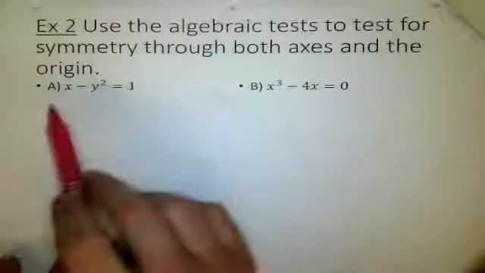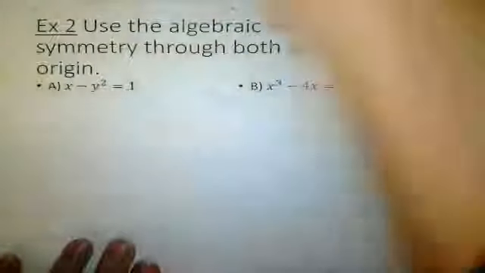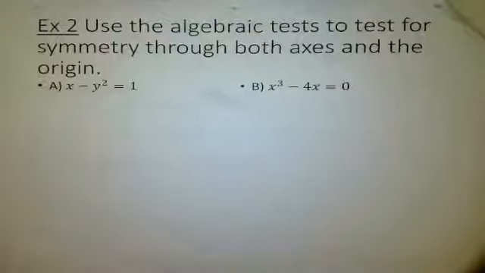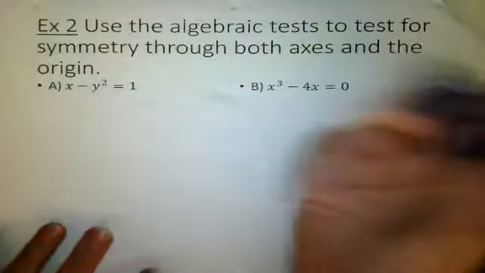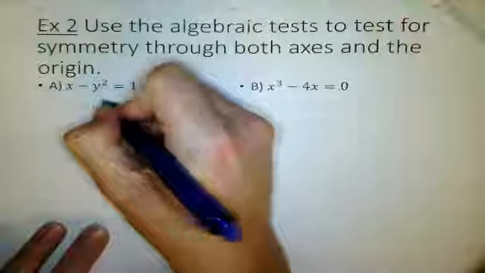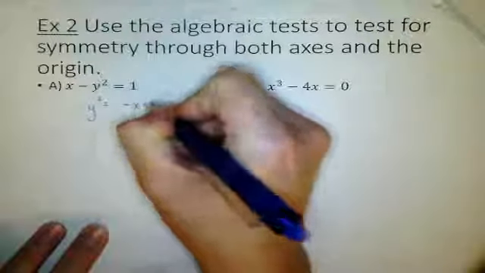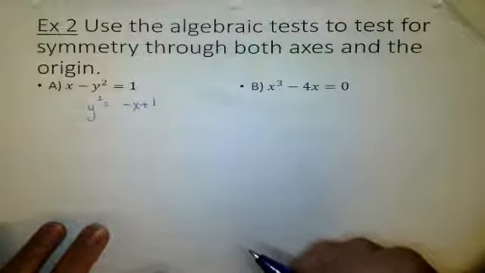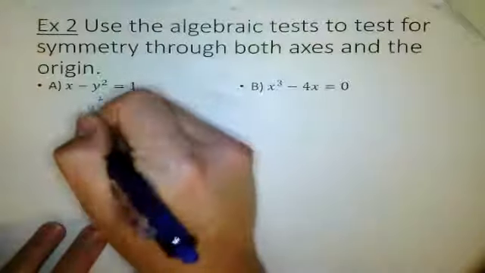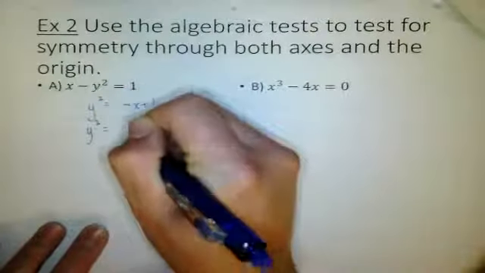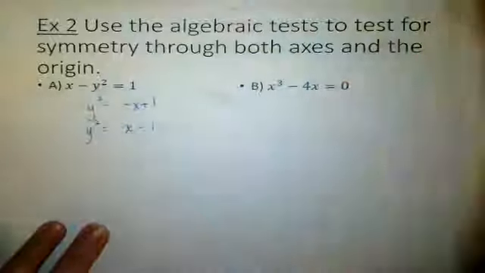On letter A here, we have x minus y squared is equal to 1. I want to be able to graph this in my calculator. So what do I need to do? Move that x over, so get y by itself. So I have negative y squared equals negative x plus 1. And then what? Divide by the negative 1. So I have y squared equals positive x minus 1. And then we're going to take the square root.